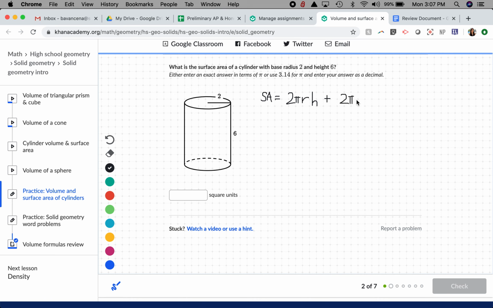2 pi r squared. Now just like earlier, I'm going to color code. The pi's I'm going to put in green. The radius I'm going to put in yellow. And the height I'm going to put in pink. Now, surface area is talking about all the things that you see on the outside of any shape. 2 pi r h is derived from the body of the cylinder. And then 2 pi r squared talks about the 2 lids, so the top and the bottom of this cylinder.